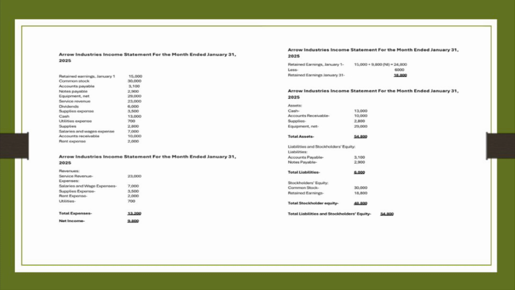So here is the completed example of the Aero Industries income statement for the month ended January 31st. I kept all my headings correct. I have the presented numbers they gave me. I have all of my math there, my total expenses, my net income, my new retained earnings, my total assets, my total liabilities, my total stockholder equity, and those equal out to each other, which means our balance sheet is correct. So our income statement is done.